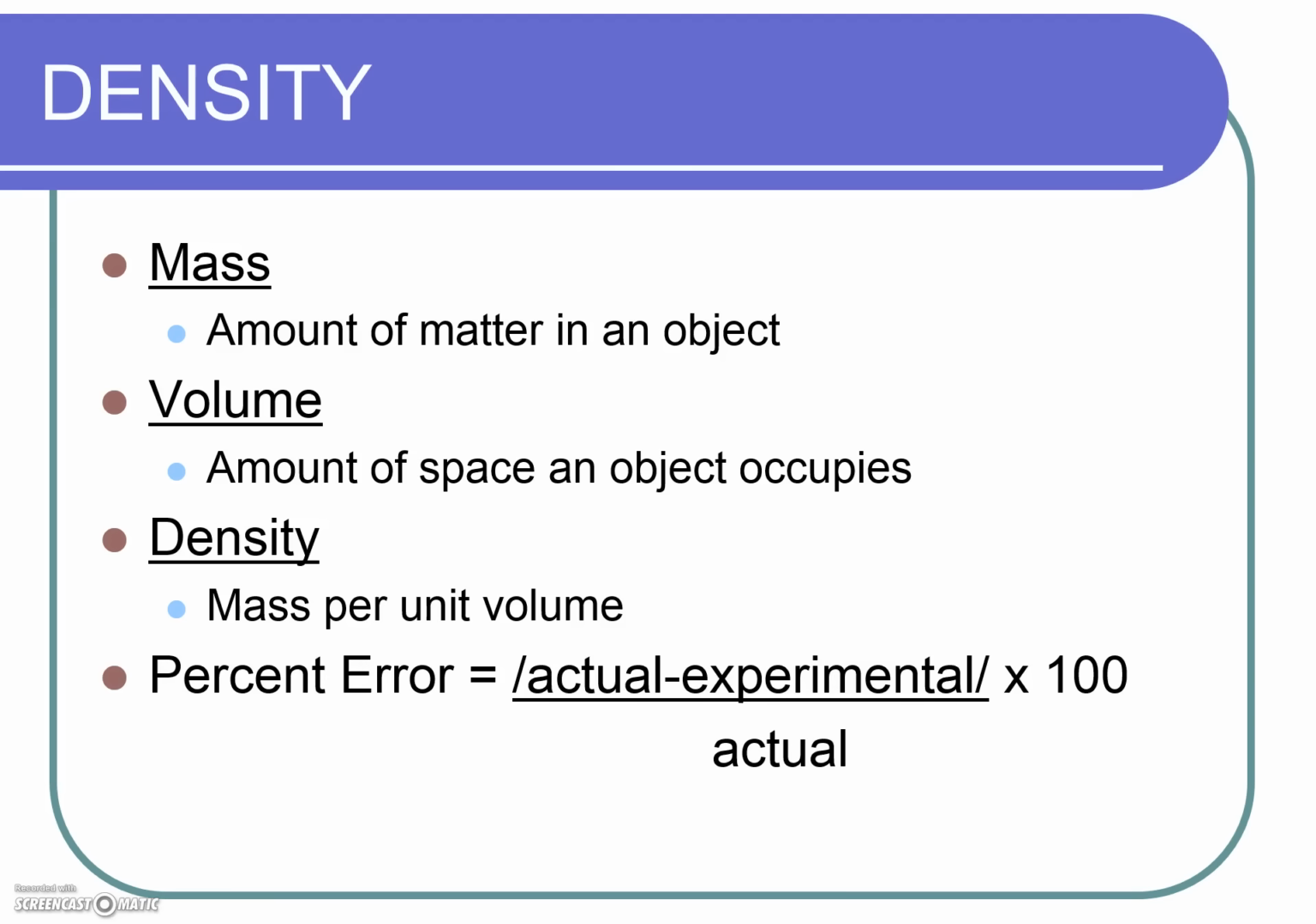The formula for percent error is the absolute value, that's what these slashed lines mean, of the actual answer minus the experimental answer. So you do that subtraction first, then divide it by the actual answer, and multiply the whole thing by 100, and it gives you a percentage. If you had 0% error, you would have been perfect and none of it wrong. If you have 10% error, we grade the other way for tests, so that would be sort of like getting a 90 on a test.